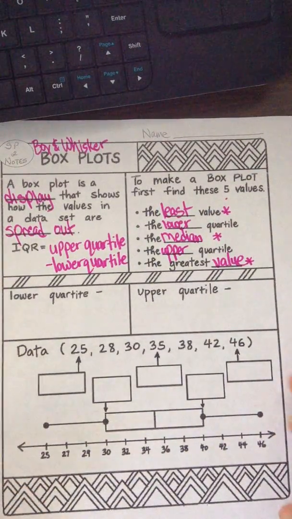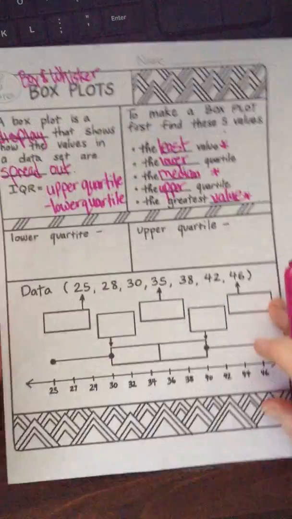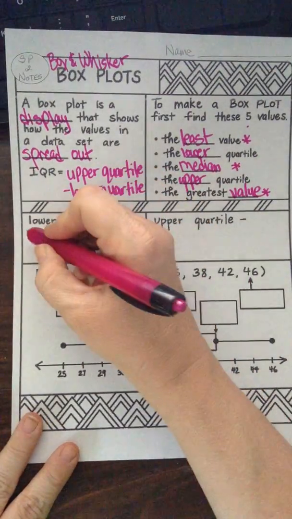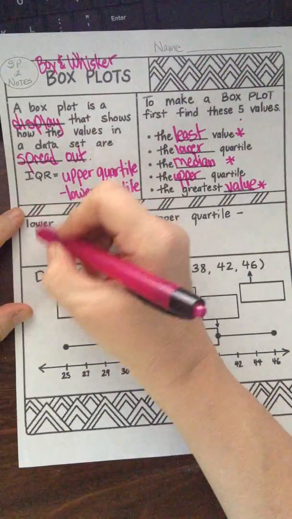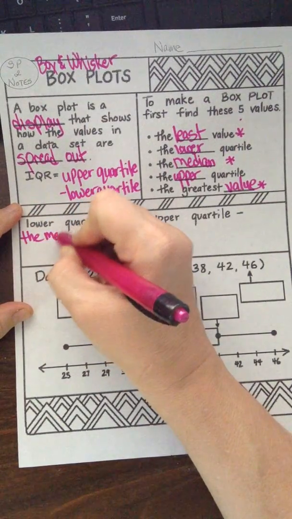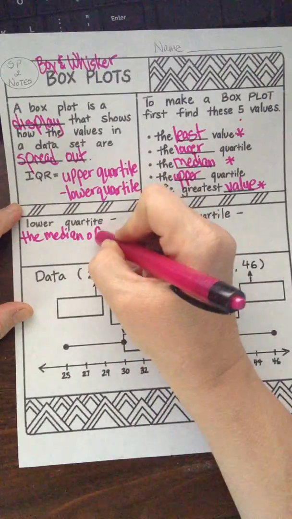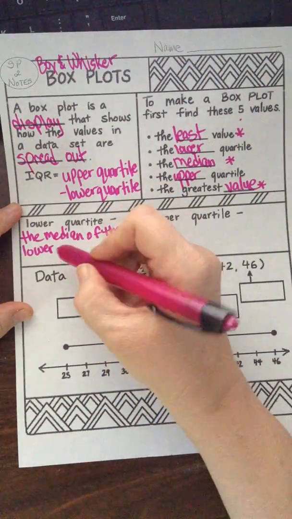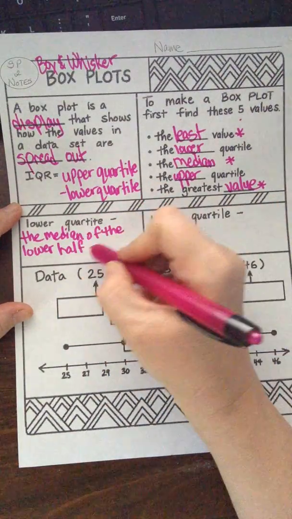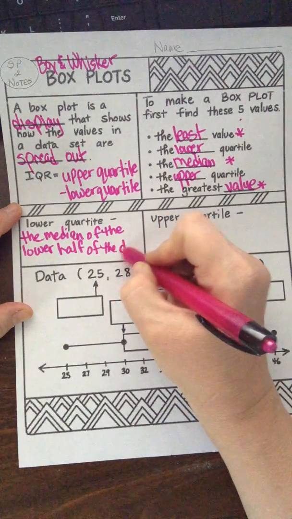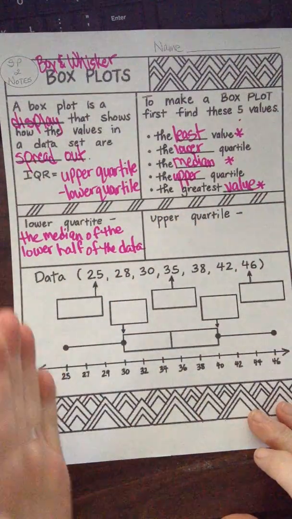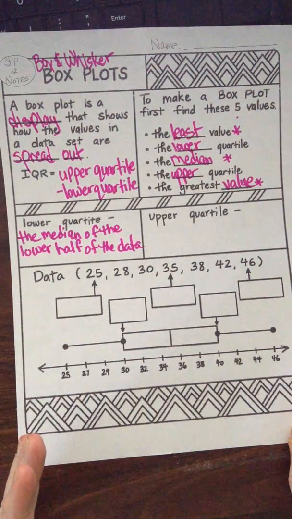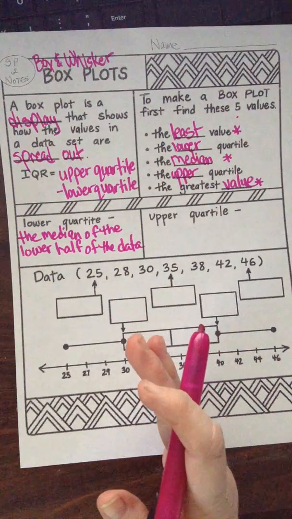All right? Let's look at the lower quartile. It is the median. So basically we're finding a whole bunch of medians. It is the median of the lower half of the data. The middle of the lower half of the data. So it's like the median of the least and the median.